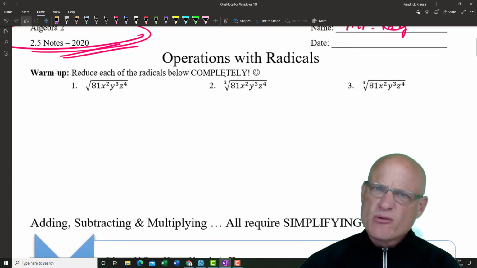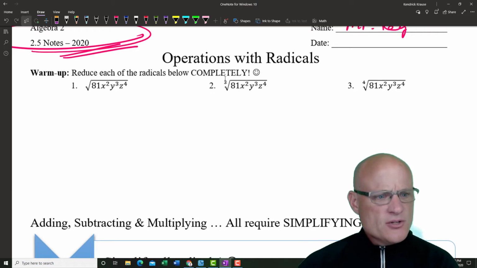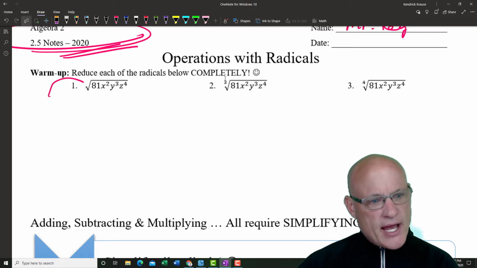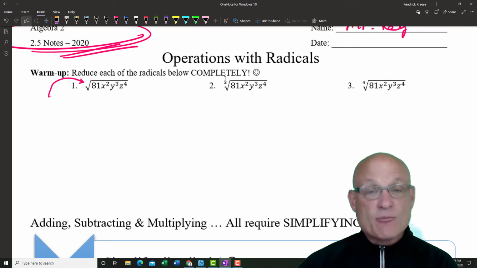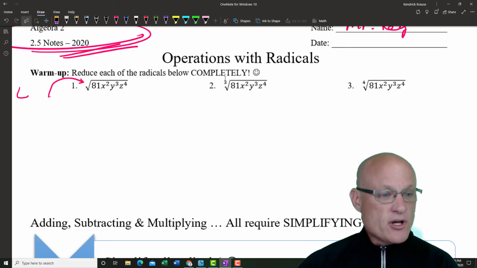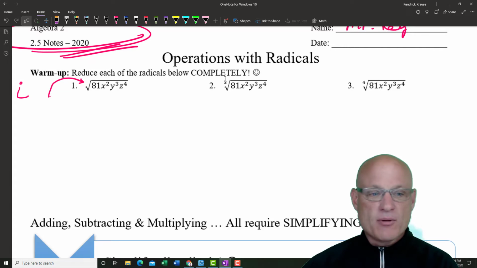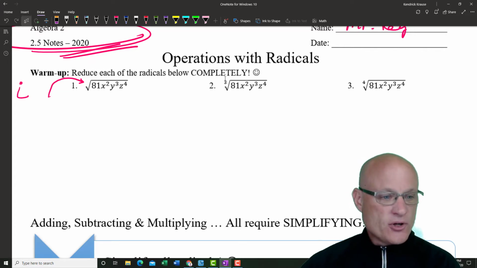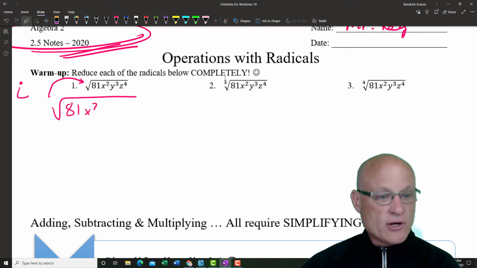Little review from yesterday. The first place you want to look is right here. If you don't see anything, then we're talking about square roots. Square roots are the only things that would have eyes in them. Actually, we're doing the same problem 3 different ways. So the square root of 81 is fine. We can rewrite it as 81 because that's a perfect square, x squared, y squared, y, and then z to the 4th.